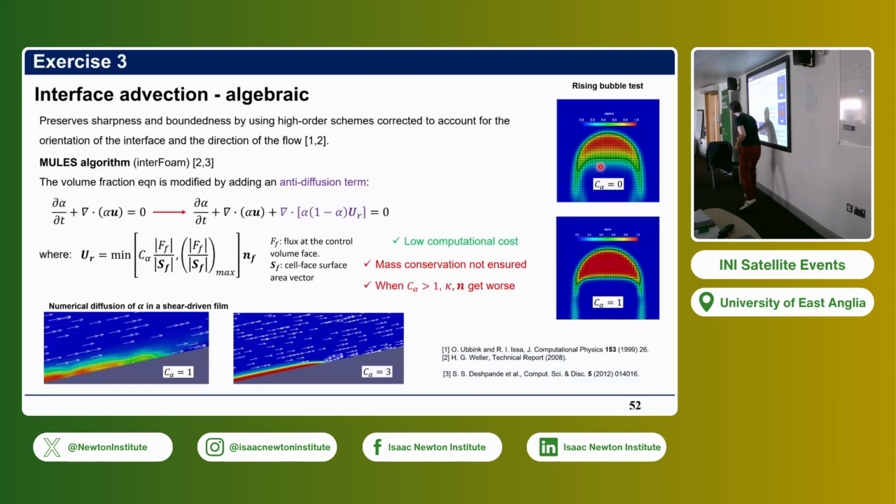Here we have a film of liquid that is sheared by an airflow upward along this inclined surface. With low compression, you see that the white line is the alpha 0.5 line, so the interface, but the field of alpha is very much diffused across the interface. Increasing this factor, you get a much sharper volume of fluid field across the interface. Yes?